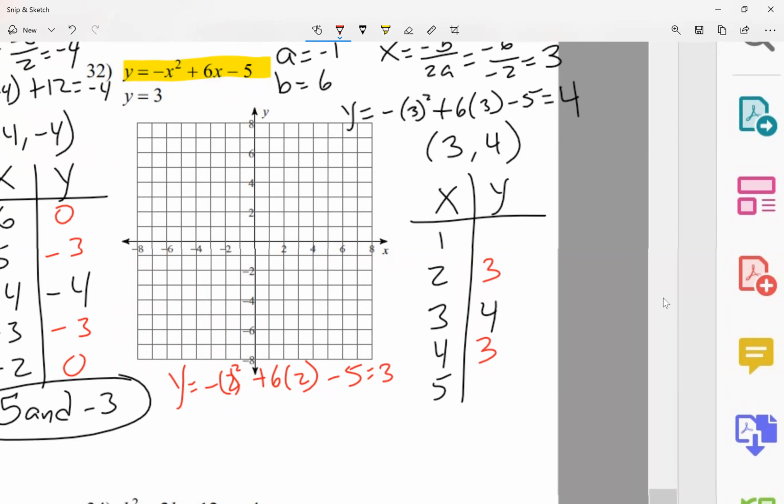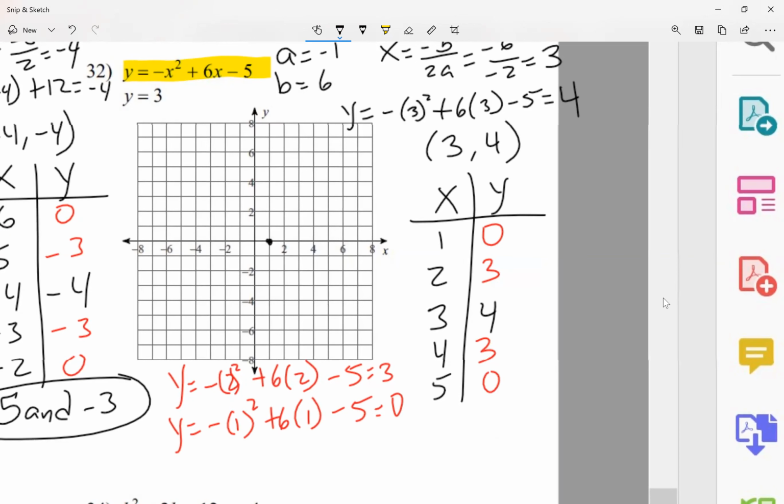Now for the other value, I'm going to use x equals 1. So I have negative 1 squared plus 6 times 1 minus 5. So I have negative 1 plus 6 minus 5, which is 0. So my y value is 0. Okay, so let me plot my points. (3, 4), (4, 3), and (5, 0).